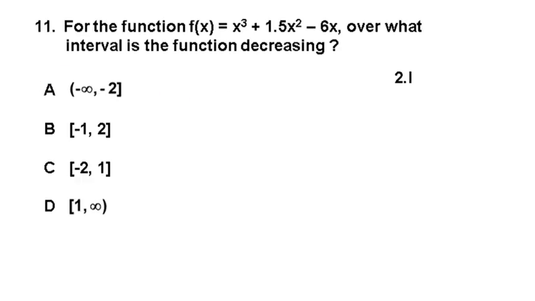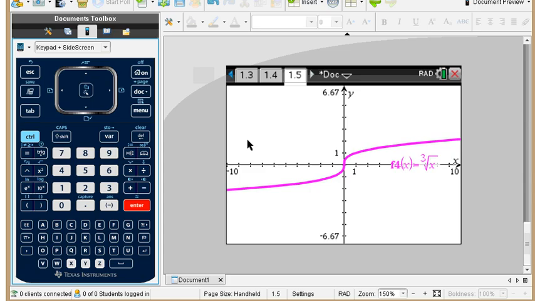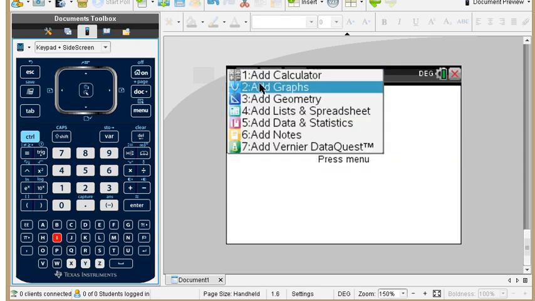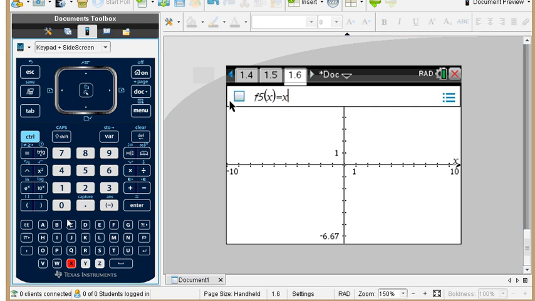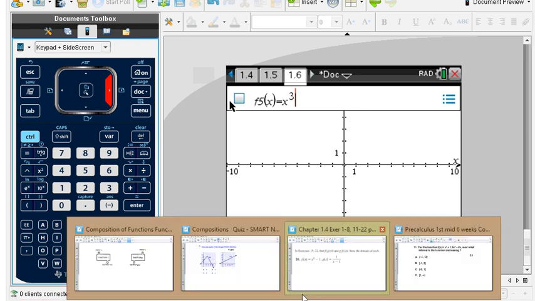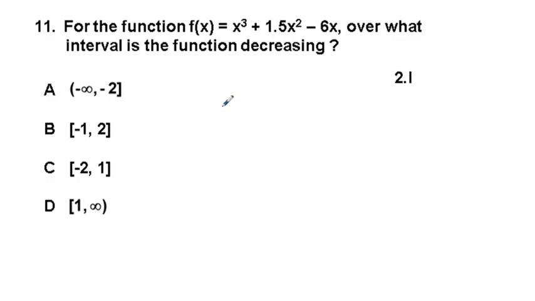For the function x cubed plus 1.5x squared minus 6x, over what interval is the function decreasing? Well, there's really no easier way to do this than to go ahead and take your graphic calculator. So we go to Control I, and we get x cubed. And just to remind myself of what this is here, that's going to be plus 1.5x squared minus 6x.